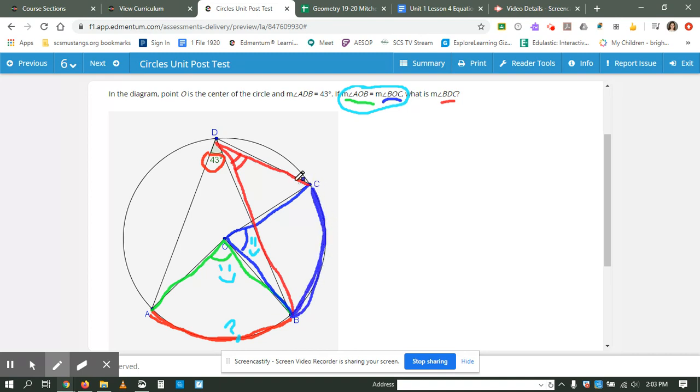And then also the angle that we're looking to solve intercepts that arc as well. So you need to figure out how this angle is related to that arc. And then once you get the number for that arc, you can figure out how this arc is related to that angle, and that will help you get from having this angle here of 43 to knowing the value of that angle right there.